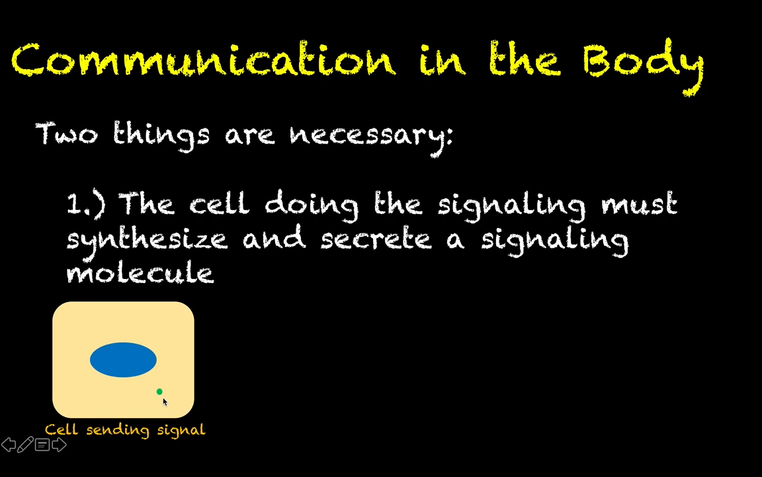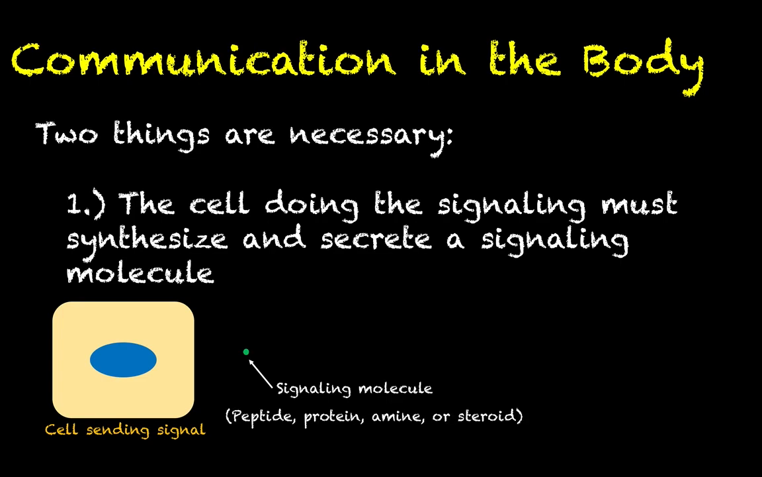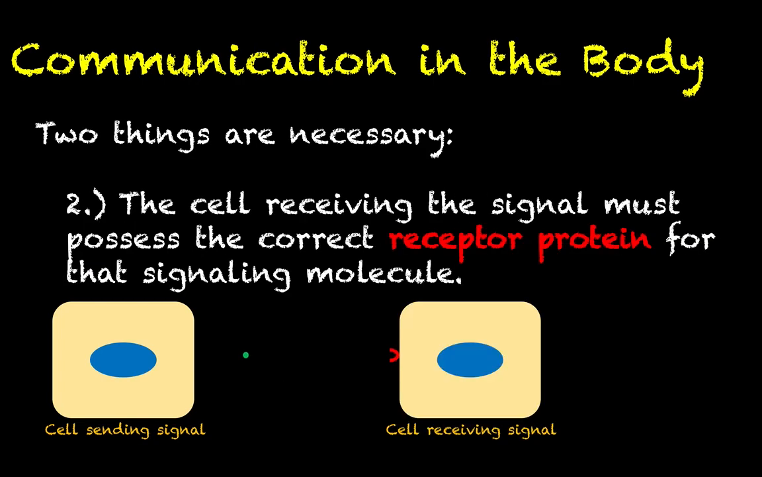In this case, you can see a cell has synthesized this green molecule here. The synthesis, of course, will happen inside of the signaling cell. The signal will need to exit the cell either by exocytosis or by simple diffusion, depending on exactly what our signaling molecule is. Our signaling molecule can be anything from a short peptide, a fully folded protein, an amine like epinephrine, or a steroid like testosterone.